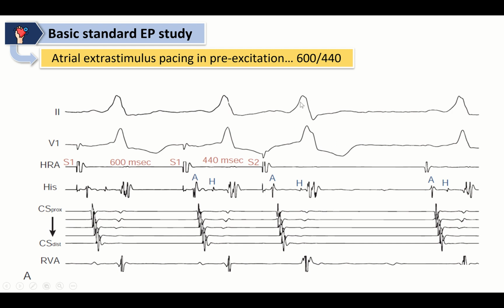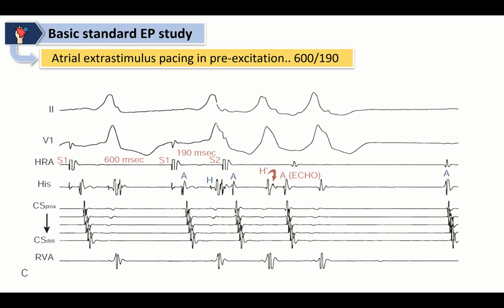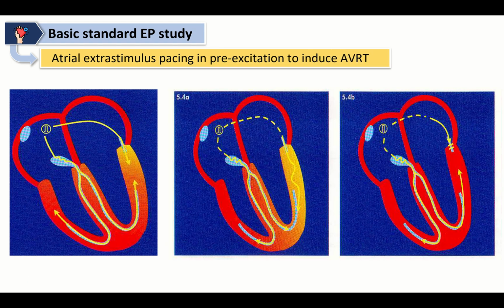There is evidence of pre-excitation and H activation, and the HV interval is short. Let's give S2 at a shorter coupling interval, the HV interval becomes simultaneous activation, even coming ahead. So the HV interval becomes negative, then completely negative: antegrade conduction accessory pathway, then retrograde His and AV node. When we give S2 at coupling interval 190, then initiation of tachycardia.